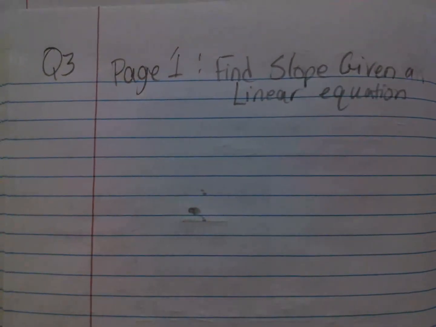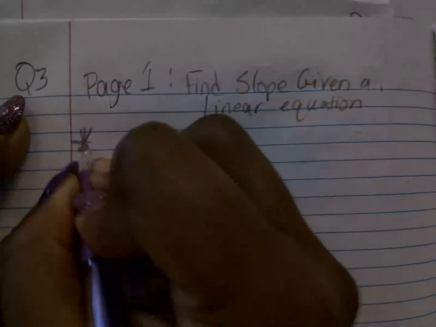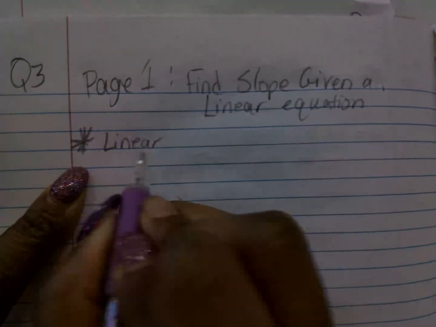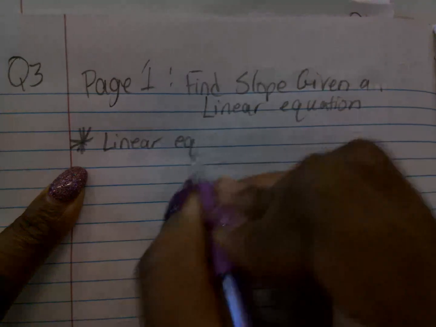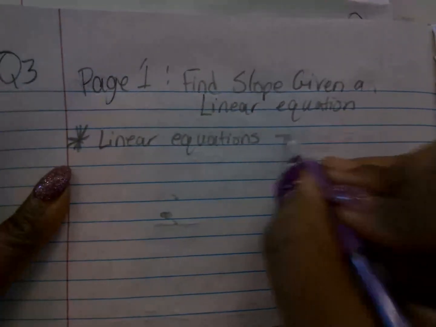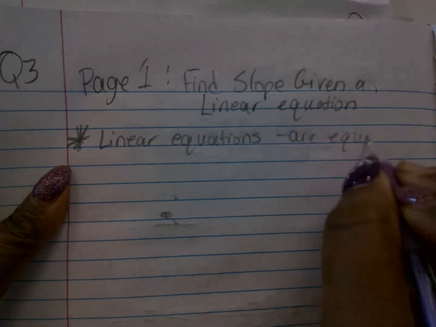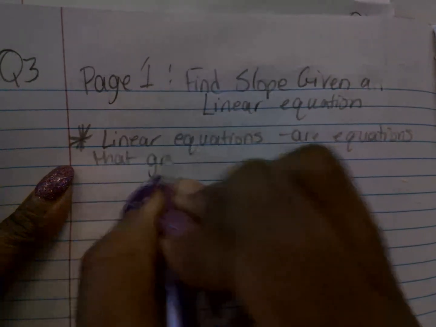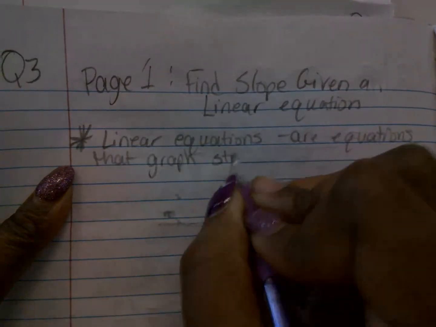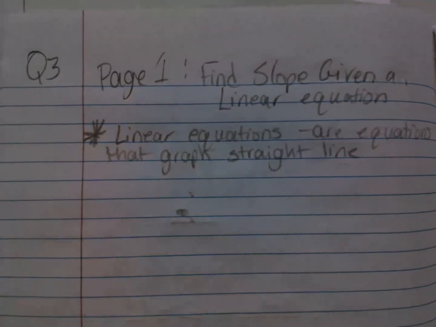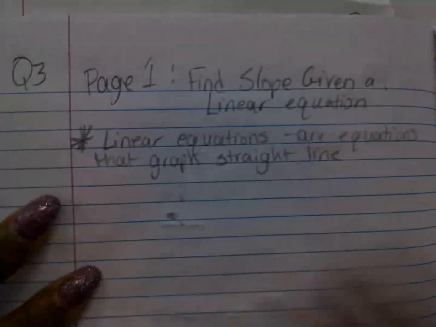Pause for the cause. All right, linear equations are equations that graph straight lines. Star, super important. Linear, the smaller word in linear is line. Equations are equations that graph straight lines. We're going to do some examples.